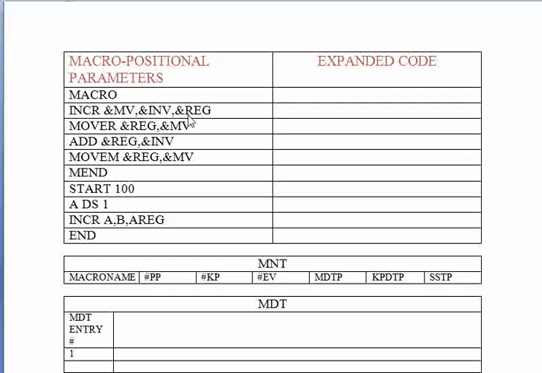The line following this prototype statement happens to be a model statement, which during expansion becomes an assembly language statement. Then the next line, add, is also a model statement, and so is move m. All three of them, when used in expansion, become assembly language statements. Then we have this word mend, which indicates the end of the macro incr. Now we have this word start, which means the program begins from here.